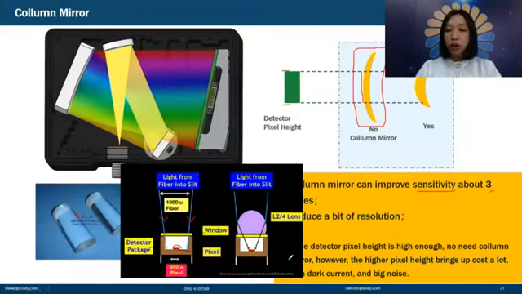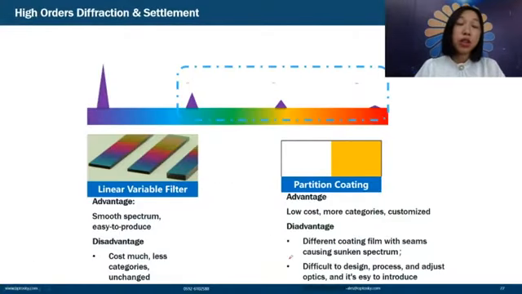After explaining the cylindrical mirror, we also have to introduce the higher orders diffraction and how to solve the higher orders diffraction.